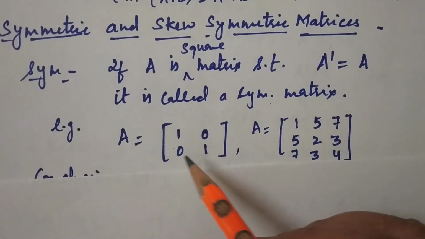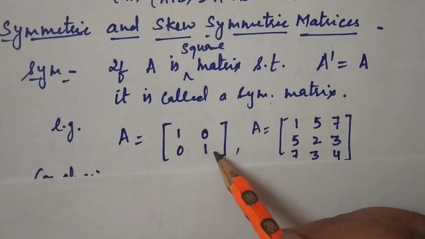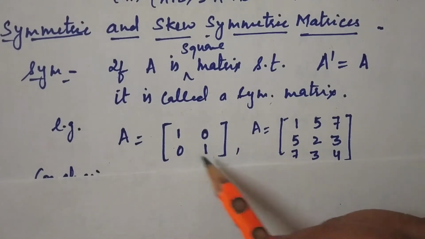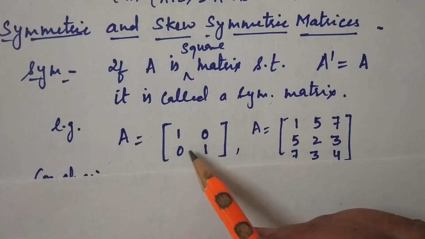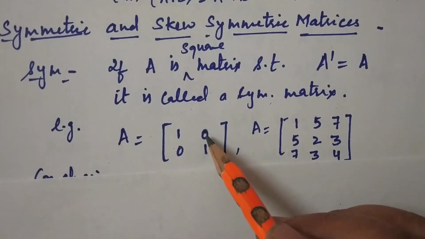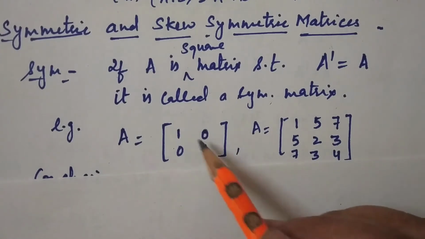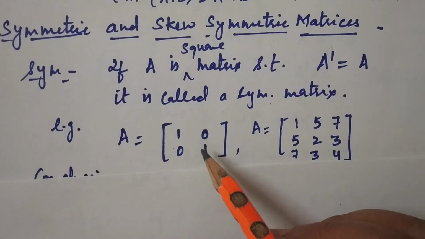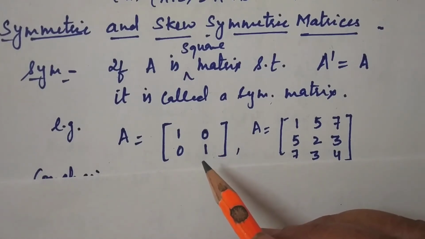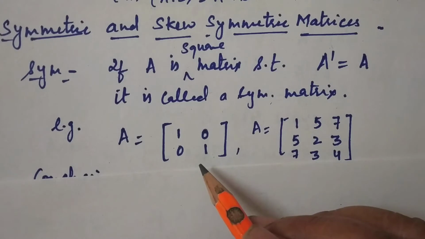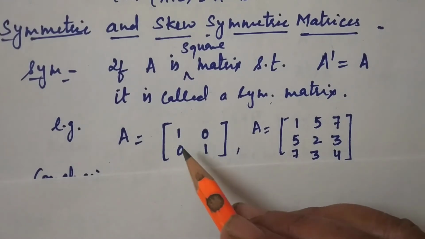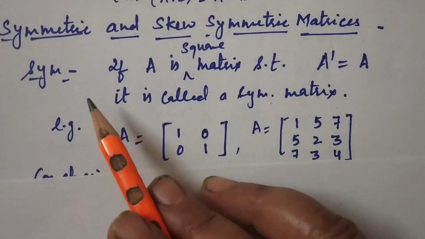For example, I have written the identity matrix of order 2 here, and if I change row into column or column into row, I'll get the same. There will be no change. So I can say, and it goes for the identity matrix of order 3 as well as identity matrix of order 1, so all identity matrices are symmetric matrices.